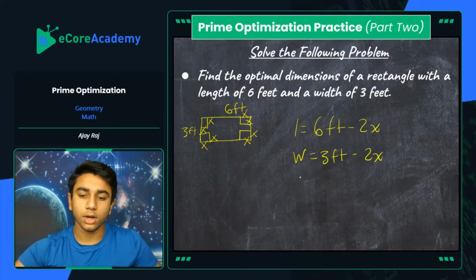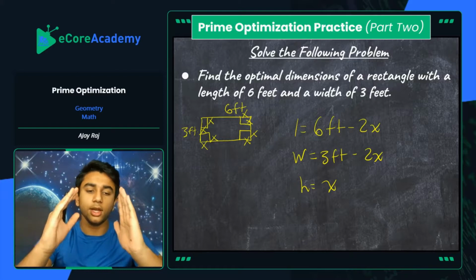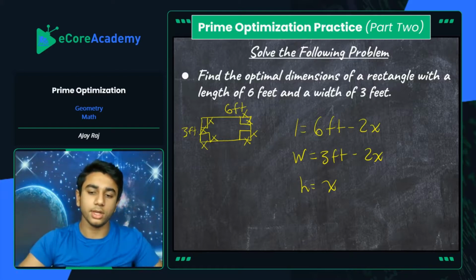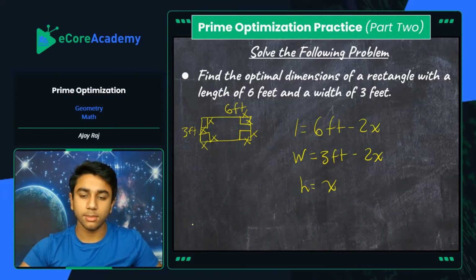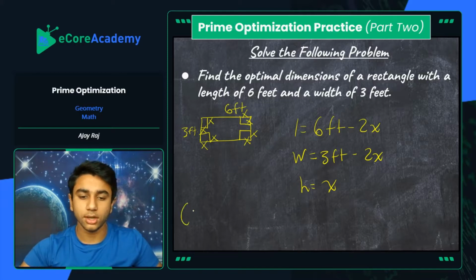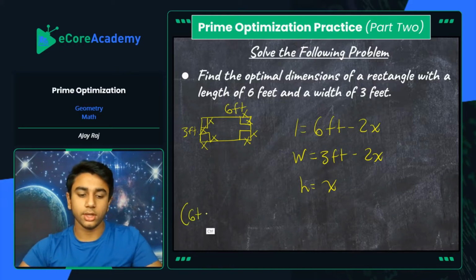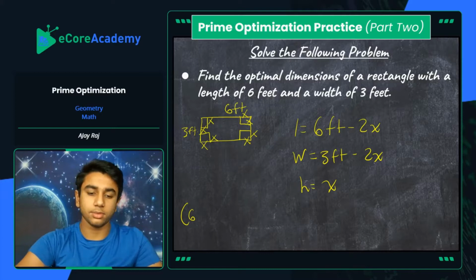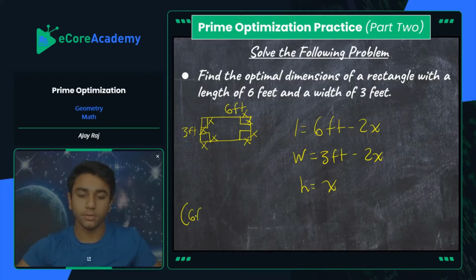Then our height is automatically going to be our x value, as shown here, because when you fold it in, that same given height of that square is going to be an x as well. So we know that our dimensions are going to be 6 feet minus 2x, 3 feet minus 2x, and our height is going to be x. We can always multiply that out to get exactly what we want and calculate the value of x in order to find the optimum value of the volume.